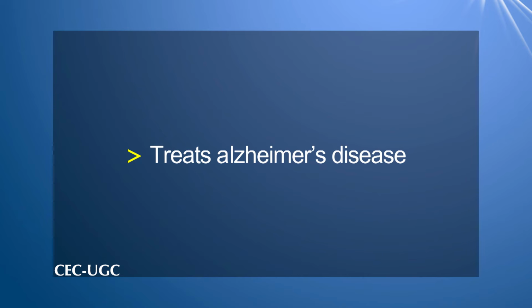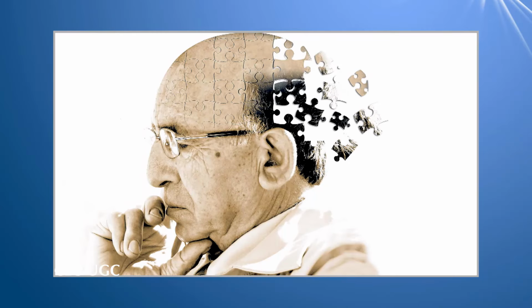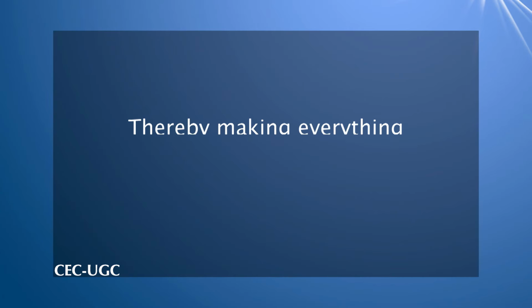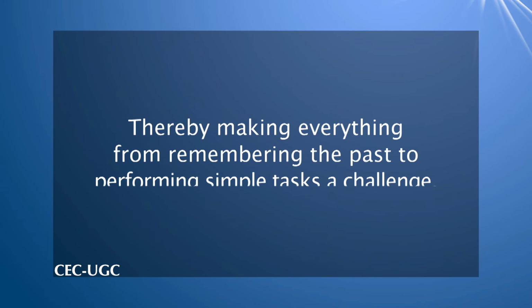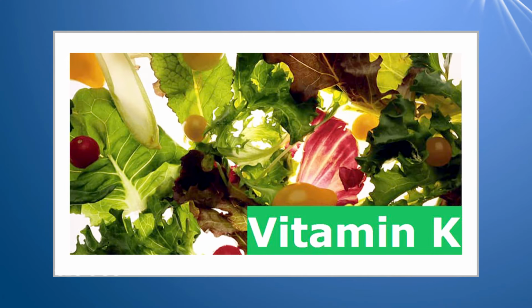Treats Alzheimer's disease. Alzheimer's is a terrible disease that affects millions of people around the world. It results in the cognitive deterioration of a person's brain as neural connections fail and die, thereby making everything from remembering the past to performing simple tasks a challenge. Soybean oil has an impressively high level of vitamin K, which has been consistently connected with improving the symptoms of Alzheimer's and even reversing the effects in some cases. The vitamin K acts as an antioxidant against free radicals, keeping them from damaging the neural cells.